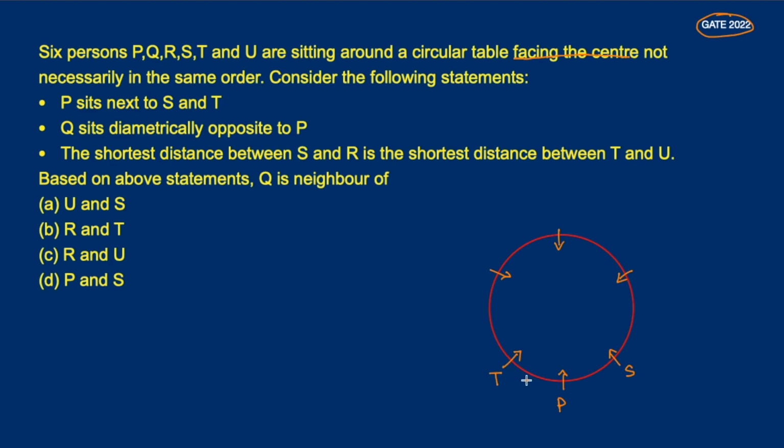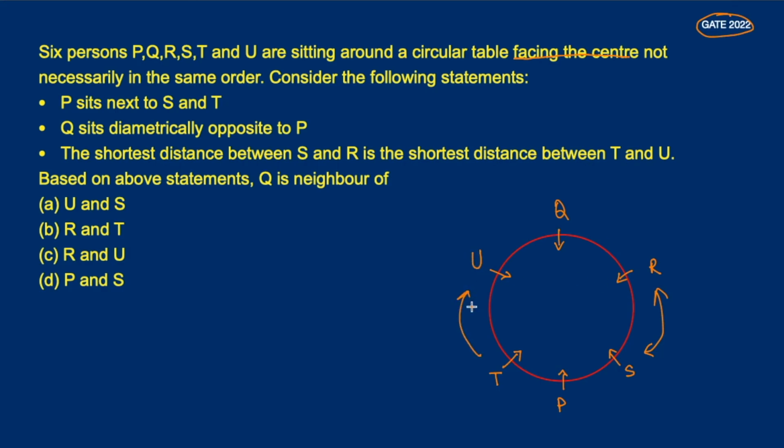Now it says that Q sits diametrically opposite to P. So where is Q now? P is sitting here, so Q should be sitting over here. Now it says that the shortest distance between S and R is the shortest distance between T and U. I don't know where R is, but let's imagine that R is sitting here. So the distance between S and R should be the same. Where will U sit? The only position left for U is this.